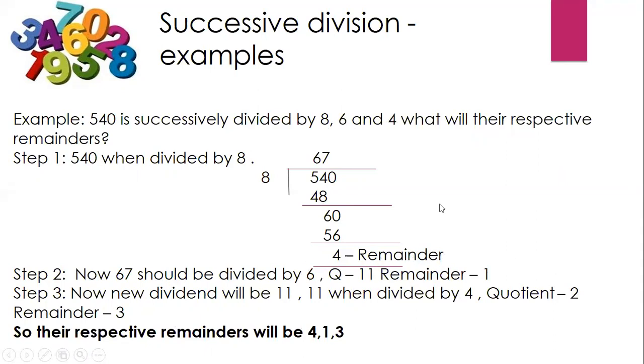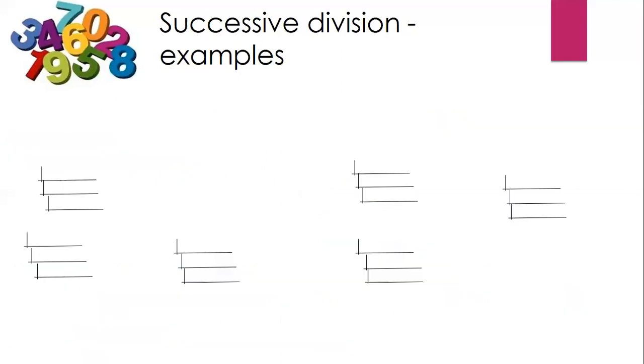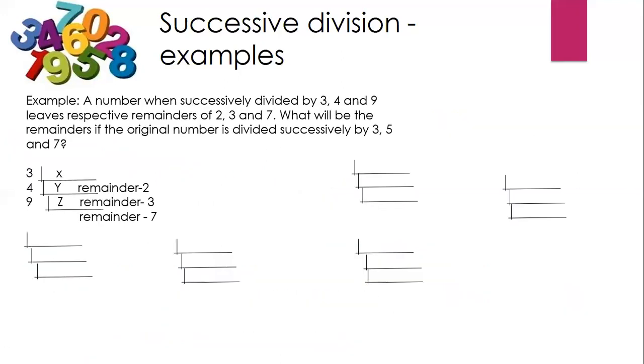So with this, the question that can be asked is: a number when successively divided by 3, 4 and 9 leaves the remainders 2, 3 and 7 respectively. What will be the remainders if the original number is divided by 3, 5 and 7? This is a common template and is frequently asked in AMCAT questions.